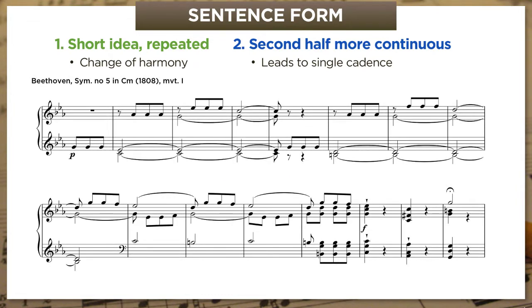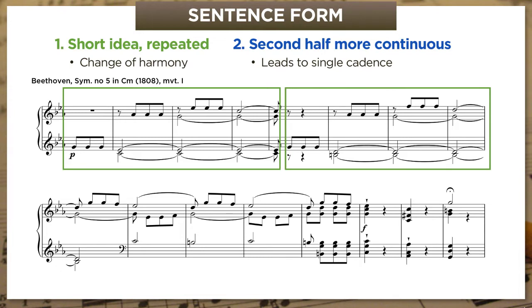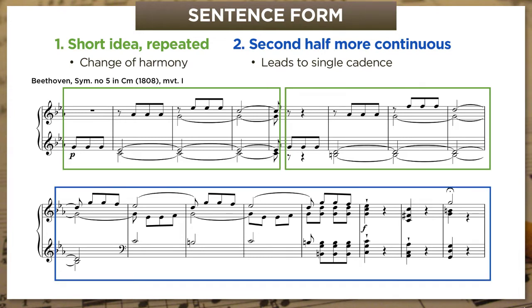Basically, everything we just said about Beethoven's piano sonata applies to the symphony as well. We have an idea. In this case, it is a 4-bar idea. This is a big symphonic work. Repeated, and the second half drives to a large half cadence. Let's have a listen.